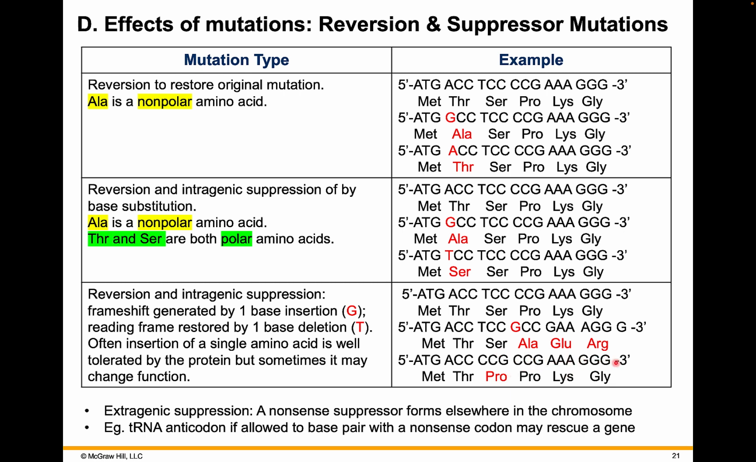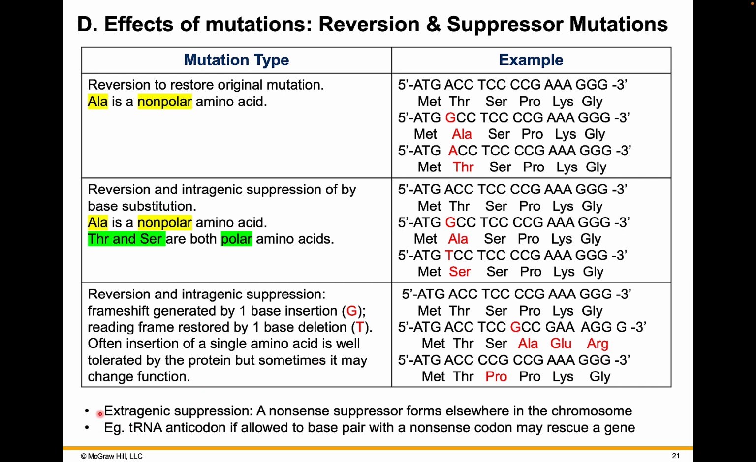The rest of the protein is the same, only instead of a serine, you have a proline in this place. So this is a different amino acid than the serine, but the rest of the amino acids are the same, and sometimes this could be well tolerated. Insertion of a single amino acid is sometimes well tolerated, but sometimes it may change function, but most of the time this can be tolerated. So this is basically a reversion and intragenic suppression, by a base insertion followed by a deletion.